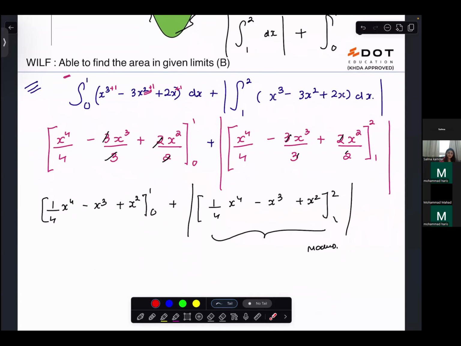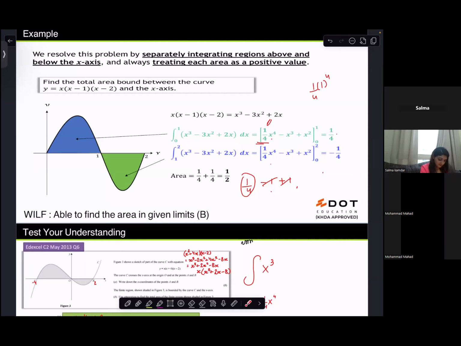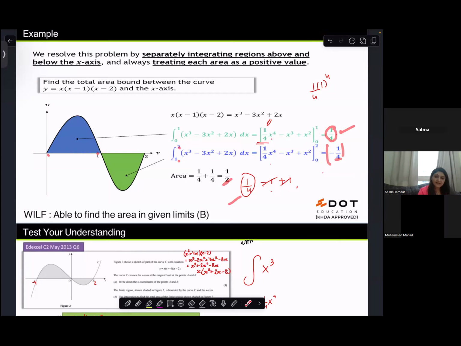Can you give me the answer for this? I'll wait for you. When you integrate this and put it into your calculator, the area between 1 and 0 is 1 by 4, and the area between 2 and 1 is minus 1 by 4. I'll take the modulus of this and your answer becomes 1 by 2.